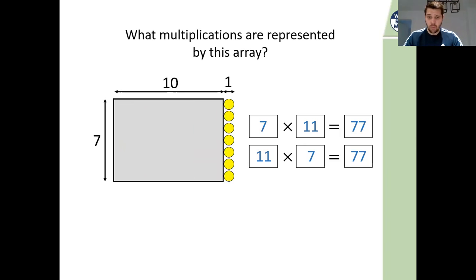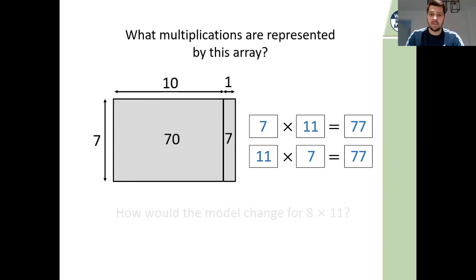Okay, what I could also do, 7 times 10. I'm confident with that. That's 70. And then I just need to add on 1 more column of my 7 1s. So 70 plus 7 gives us our 77. What would that look like for 8 times 11?